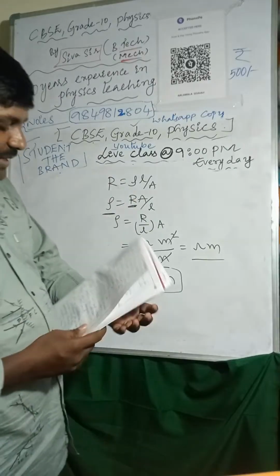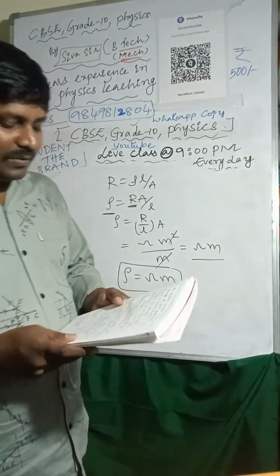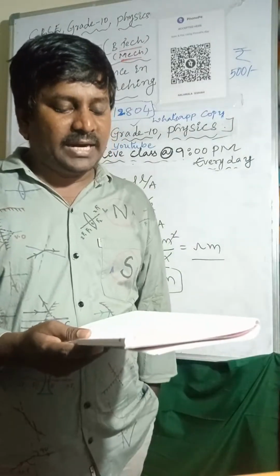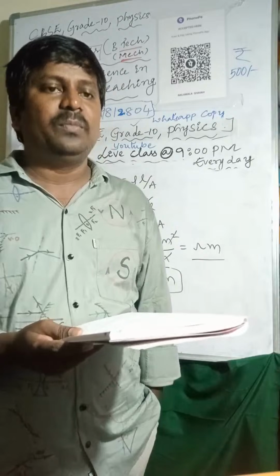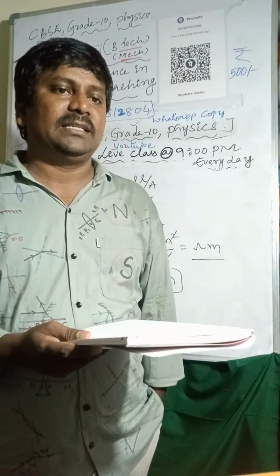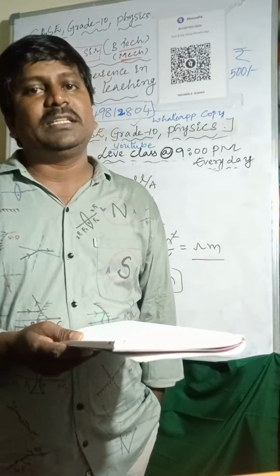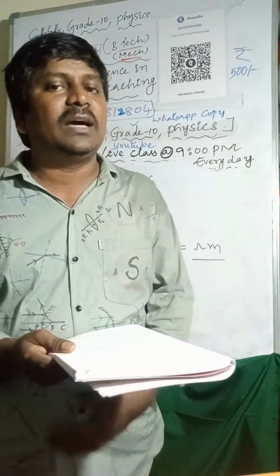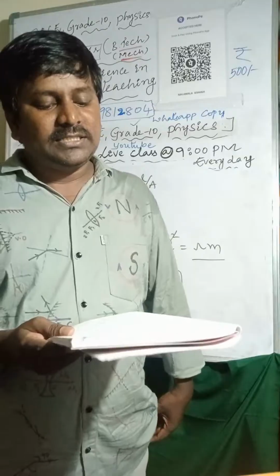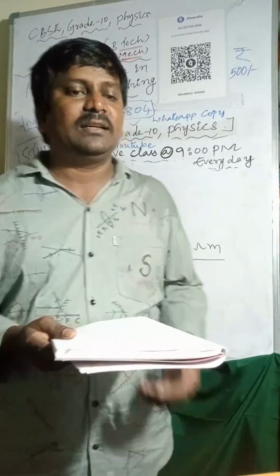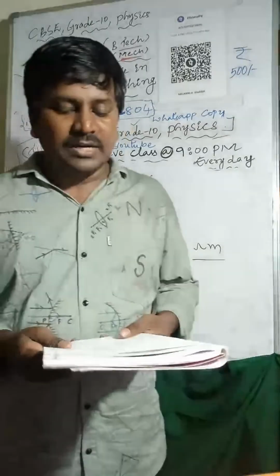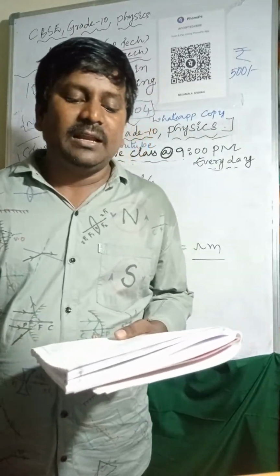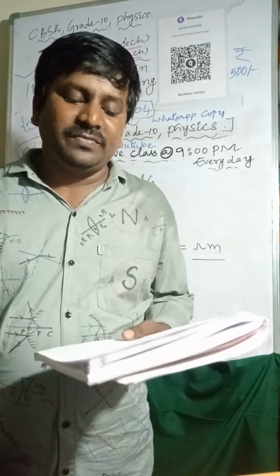Next one. State Ohm's law and write the condition in which this law is obeyed. What is Ohm's law? The potential difference across a metallic conductor is directly proportional to the current flowing through it. So V is directly proportional to I, V equal to IR. So Ohm's law gives the definition of resistance.